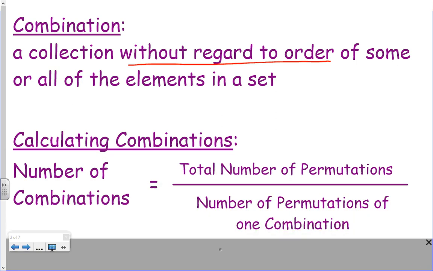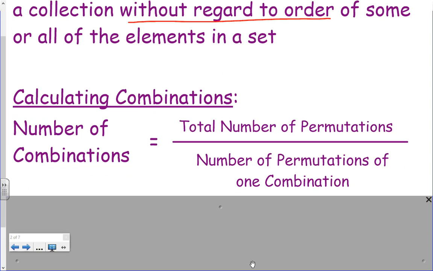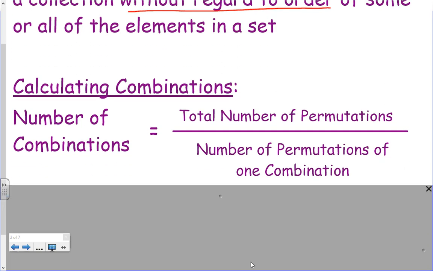The key is that it's without regard to order here for a combination. All right, so how do you go about calculating a combination? Well, here's one way that you could actually calculate it. Since order doesn't matter, we should realize that anytime you are doing a permutation, where order does matter, you're going to get a larger number of permutations or arrangements than you would if you do a combination. And that's because the permutation also includes all the rearrangements of that particular subset that you've grabbed.